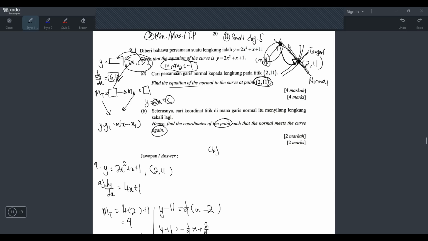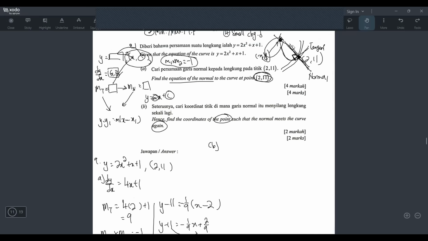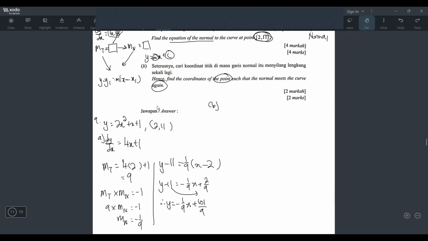Well, I think you have to do simultaneous equations, right? Because you are finding the intersection point of the normal line and the curve. So I think you just need to take your curve equation and normal line and do simultaneous, and you will get two answers. The first answer is (2, 11), and the other answer, that will be the one I want, right? So how do I have my curve equation and normal equation? Yes, my curve equation is this one, y equals 2x squared plus x plus 1. That is the curve equation.